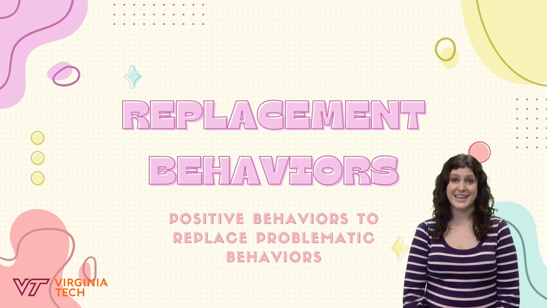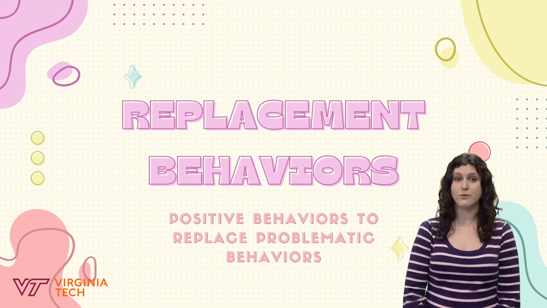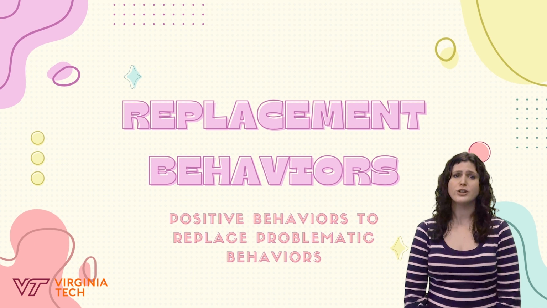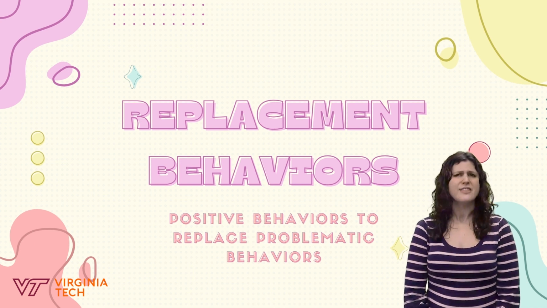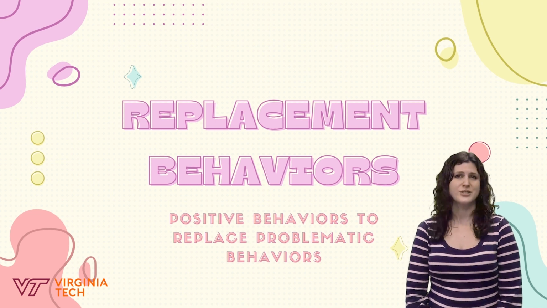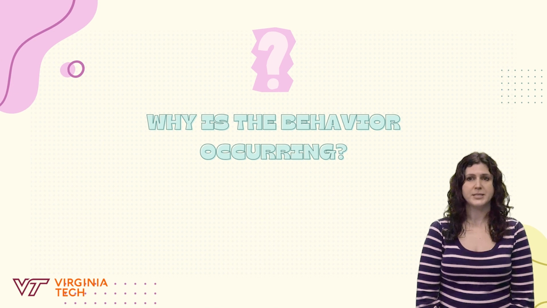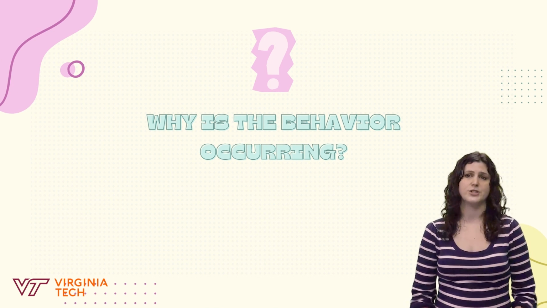This video will discuss figuring out the purpose of behaviors in order to identify replacement behaviors, or positive behaviors or responses that we encourage children to use in place of problematic behaviors. This is one of the longer videos you'll have, so stick with me. When identifying potential replacement behaviors, it is important to consider why the negative behavior is occurring.